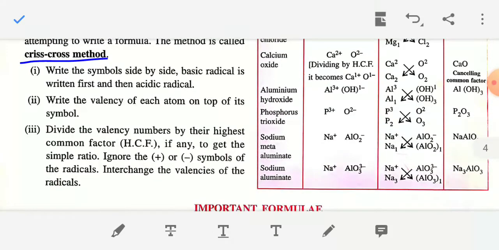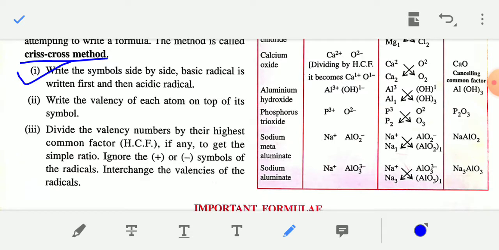First, you have to write the symbol of the basic radical, then the symbol of the acid radical. Then you have to write the valency of each atom on the top of the symbol. Then divide the valency numbers by their highest common factor. If there is any common factor, divide the valencies by their highest common factor to get the simple ratio. Okay, and ignore the plus and minus symbols of the radicals and interchange the valencies of the radicals.